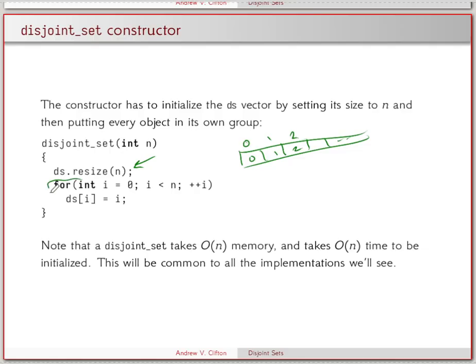That's what this for loop is doing right here. It's just filling it so that the vector is 0, 1, 2, 3, 4, 5, 6, and so on. Notice that this loop is going to take O of n time, and of course the vector is taking up O of n space. That'll be the same for everything. Construction will take O of n, and we'll use O of n memory. That's not going to change with the different implementations.